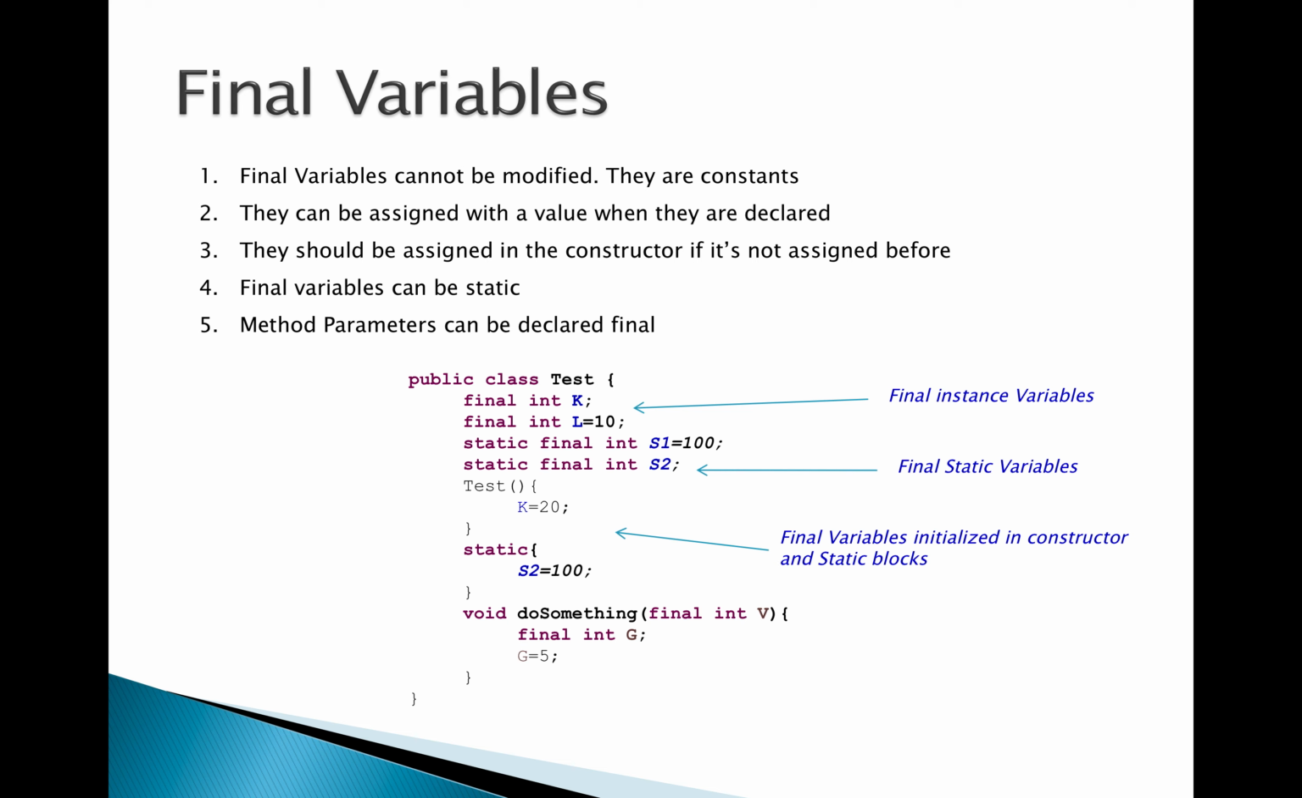As you see, the usual naming convention for final variables is to keep them in capital letters. Capital letters indicate that they are constants and are not going to change. We have also defined two static variables. One is initialized when it is declared. The other one is not initialized, but it can be initialized in the static block. A static block is static with curly braces, and you can put all the static initializations over there.